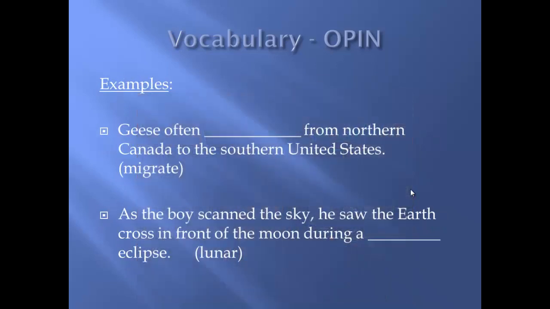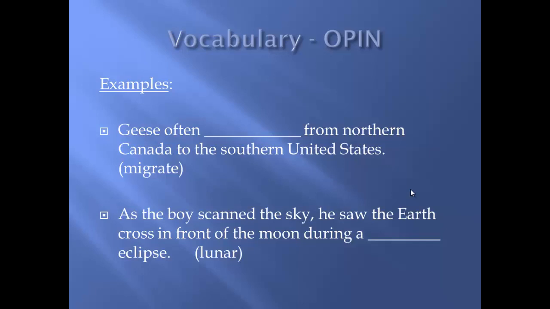So this is what it looks like. This is an example. Sentence: Geese often blank from northern Canada to the southern United States. So the word that you're looking for is migrate. Geese often migrate. That's the vocabulary word, from northern Canada to the southern United States. If students put geese often fly, that's going to be incorrect because that's not the vocabulary word that you want them to use. So that would be part of the discussion.